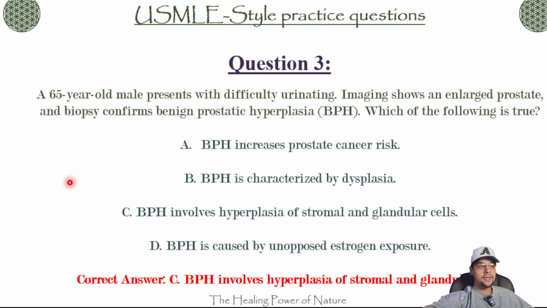Why is it not A? BPH does not increase the risk of prostate cancer, okay? It's very important you remember this. B, dysplasia is precancerous and not seen in BPH, okay? And D, why is it not D? BPH is primarily driven by DHT, not estrogen, okay? They commonly will throw in different hormones, just making sure that you understand exactly what they're talking about.